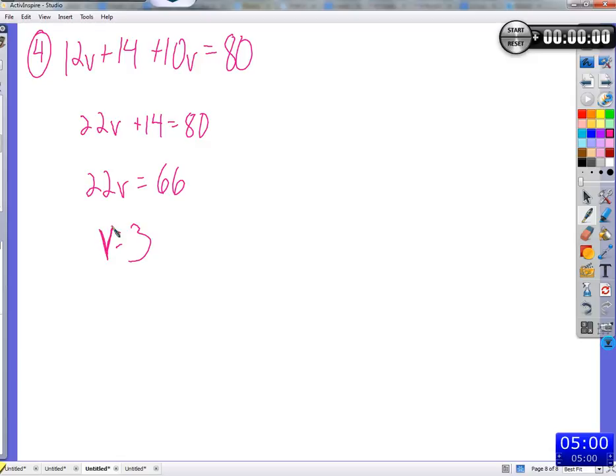Good job, everybody. Okay. So we kind of put those problems together, right? There was a collecting like terms bit, and there was a subtracting both sides, you know, subtracting something from both sides bit.